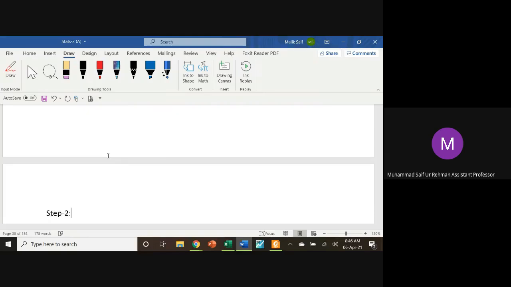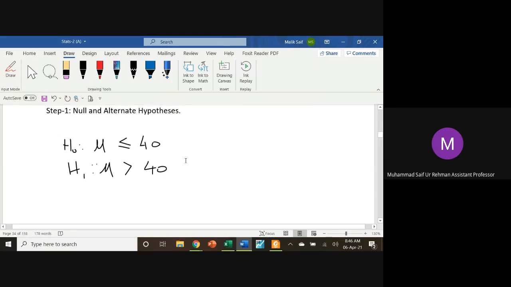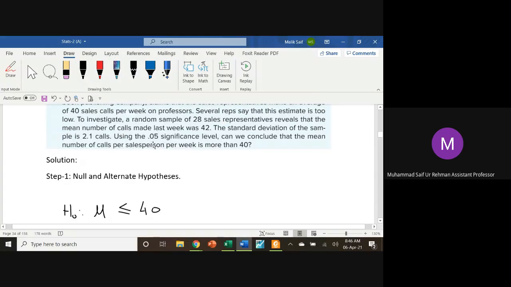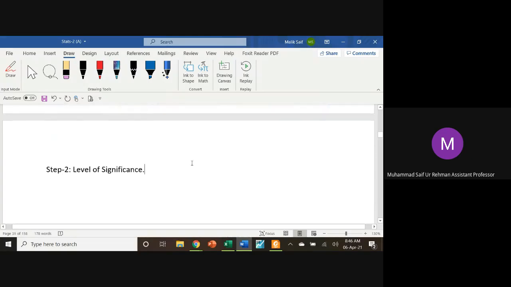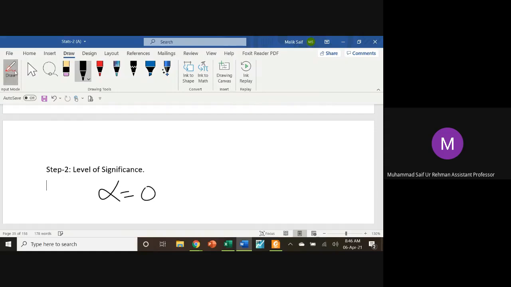Step two. What is step two? Step two is level of significance. And level of significance is also given. It is 0.05. So you will write down alpha is equal to 0.05. Then there comes step three.